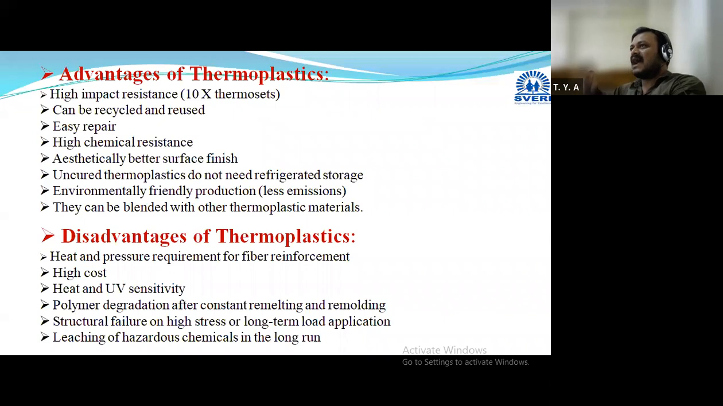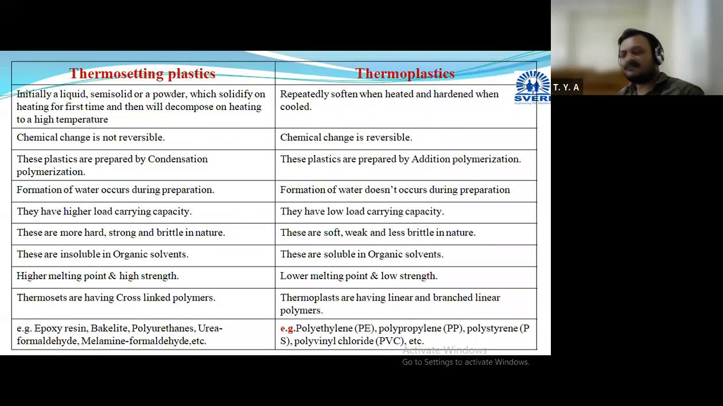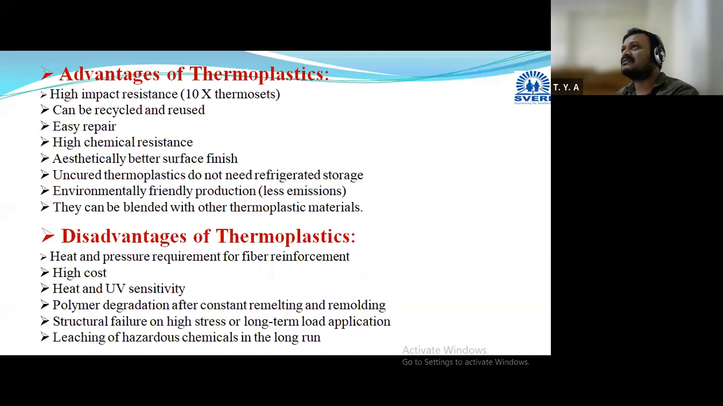Okay, these are some advantages and disadvantages. These I have added for your extra information. You can go through these slides. I will provide whichever part I have explained. That is added here. If time permits, I will take it in short.